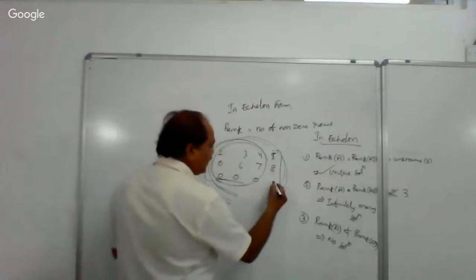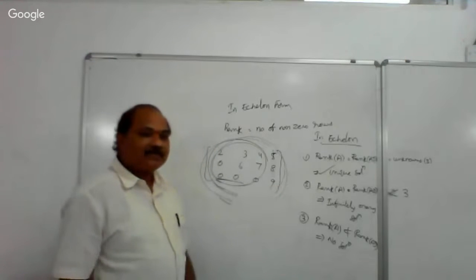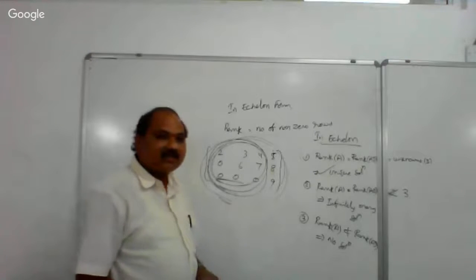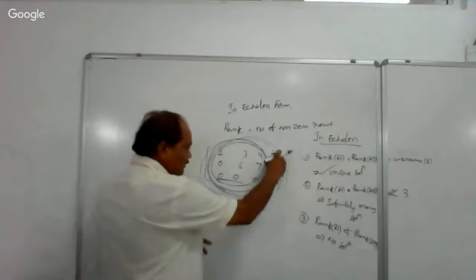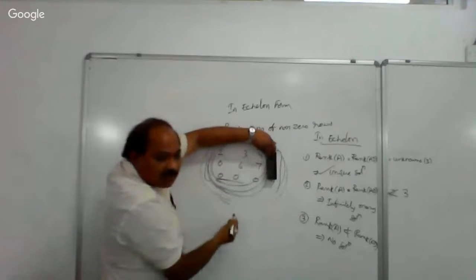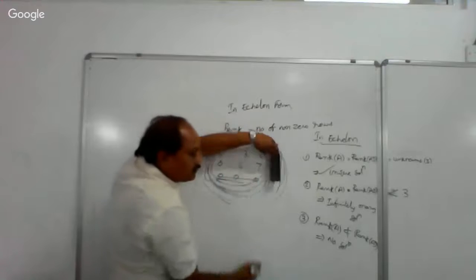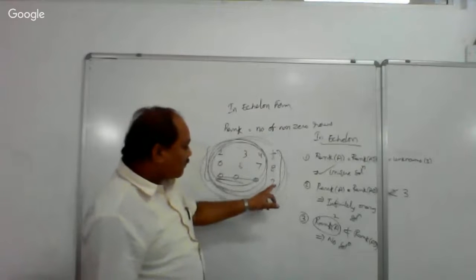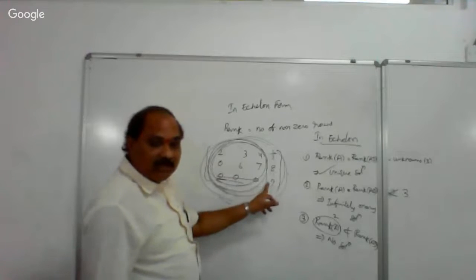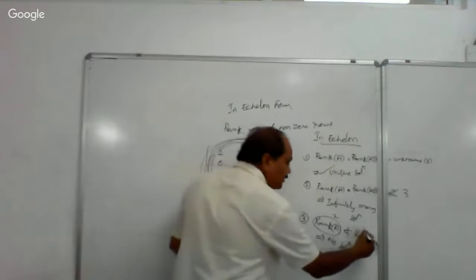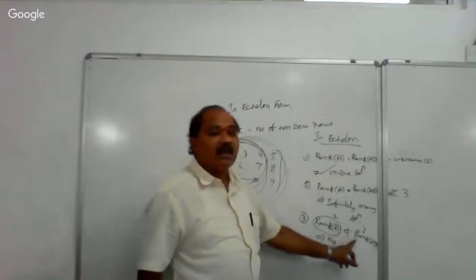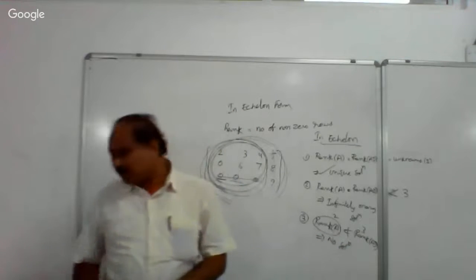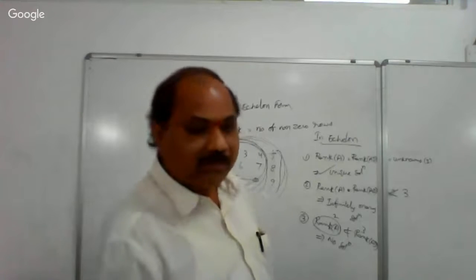Suppose that entry is 9. Then there is no solution. What about the rank of the coefficient matrix? It is 2, because the non-zero rows are only 2. What about the augmented matrix rank? The last row is non-zero, so the rank is 3. Here rank of A is not equal to rank of AD. Therefore, no solution. Any doubt? Okay, let us discuss some problems tomorrow.